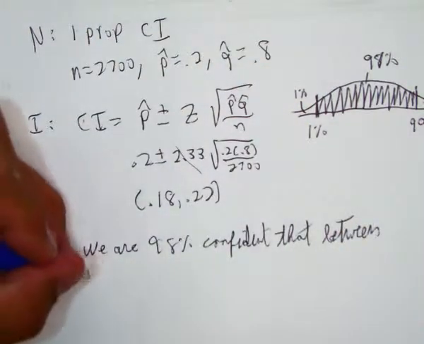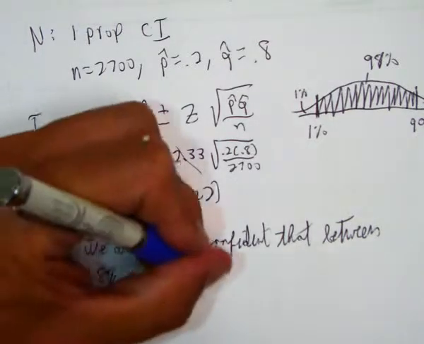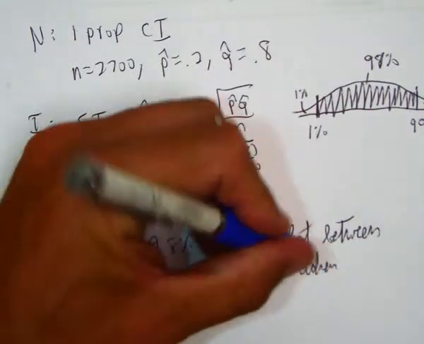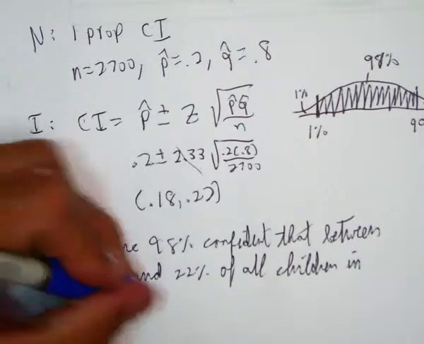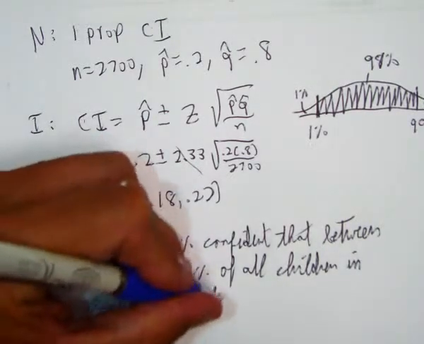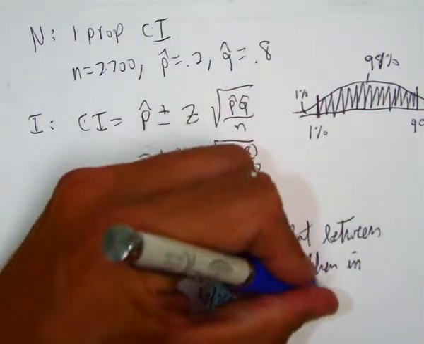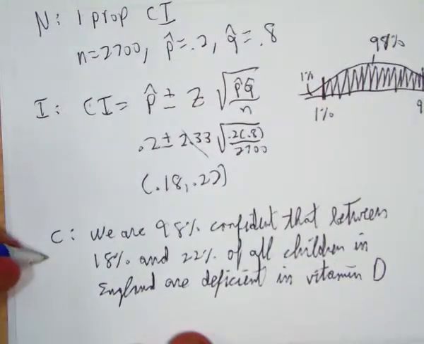between 18% and 22% of all children in England are deficient in vitamin D. So that's your answer to B.